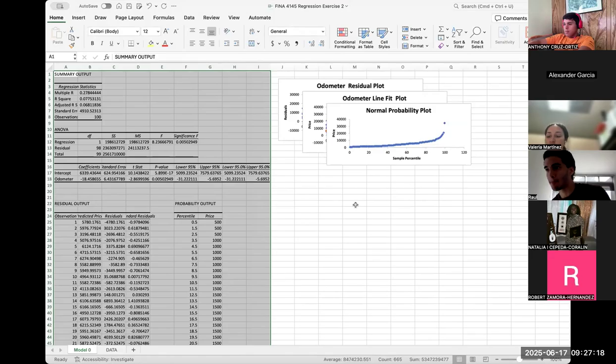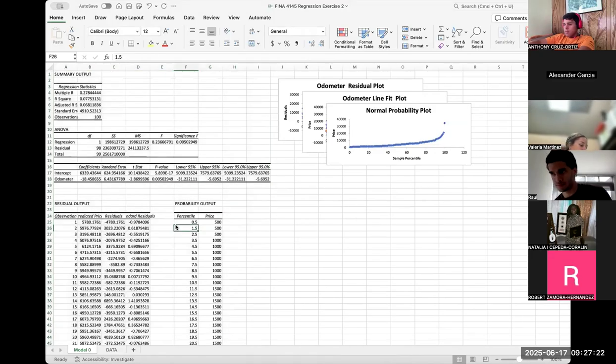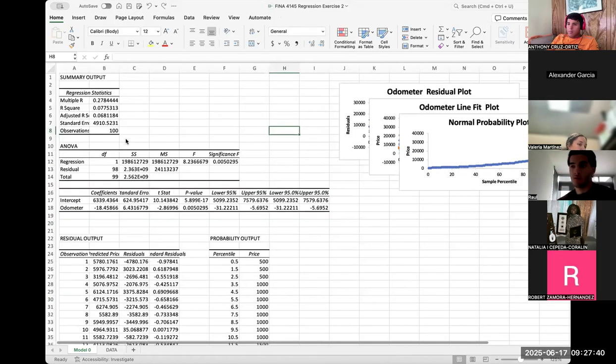So it goes into another spreadsheet, where you get all these plots and you get the results of the regression. So let me share that.